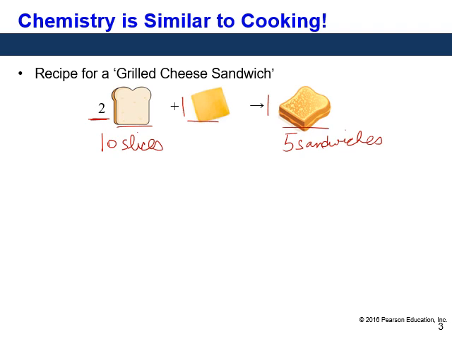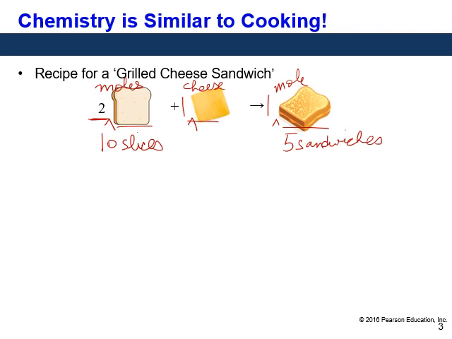So these 2 are my reactants and this is my product. And what you see in front is how many of each of these materials you need, and that is basically moles of that reactant. So if I have 2 moles of bread slices, I get 1 mole of sandwich. Similarly, for every 1 slice of cheese, I'll get 1 mole of sandwich.